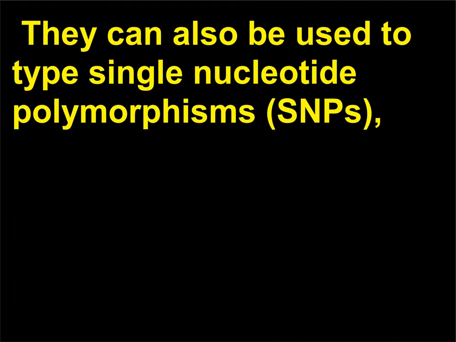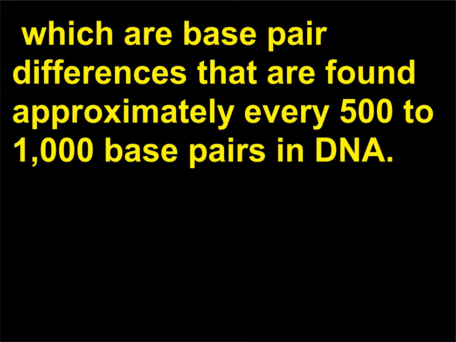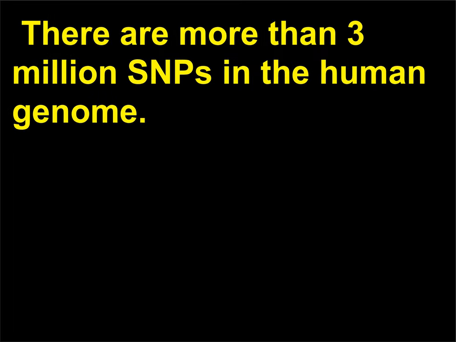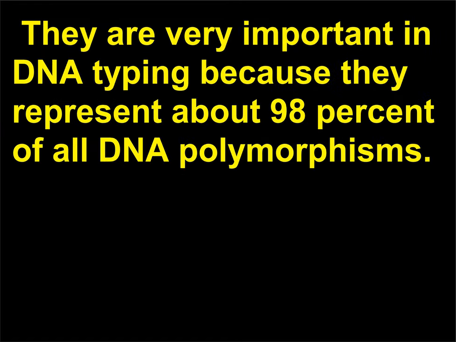They can also be used to type single nucleotide polymorphisms, SNPs, which are base pair differences that are found approximately every 500 to 1000 base pairs in DNA. There are more than 3 million SNPs in the human genome. They are very important in DNA typing because they represent about 98% of all DNA polymorphisms.